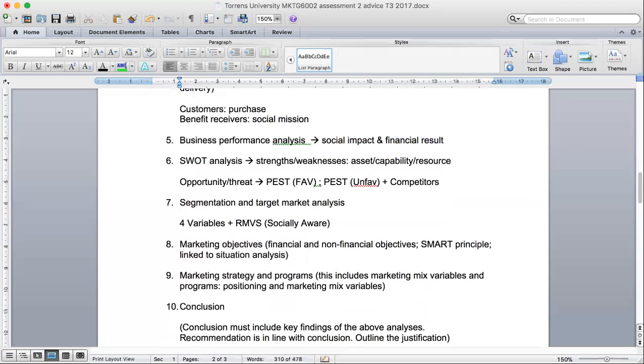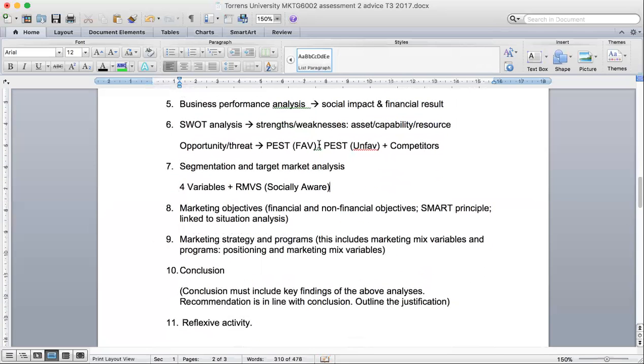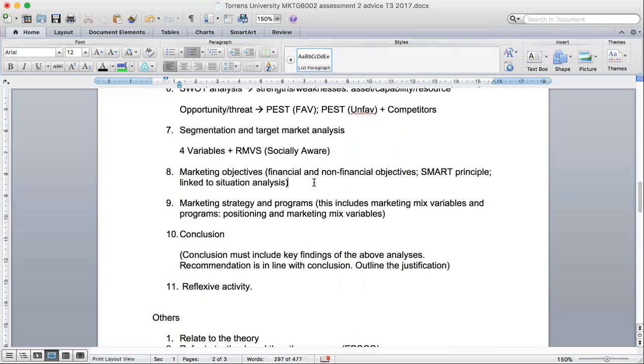To help you analyze who the customers are, who are willing to help the social enterprise achieve their mission. Okay. And then we talk about the financial and marketing objectives. There are 2 things that I'd like you to consider. First, please include financial and non-financial objectives. And second, please use the SMART principle.